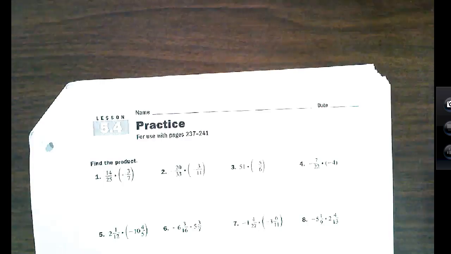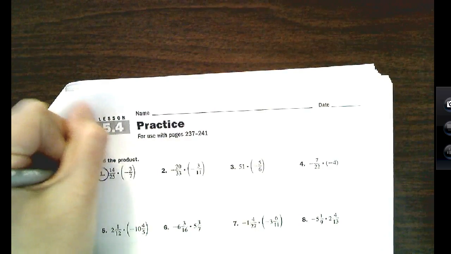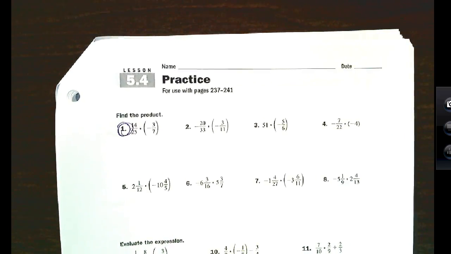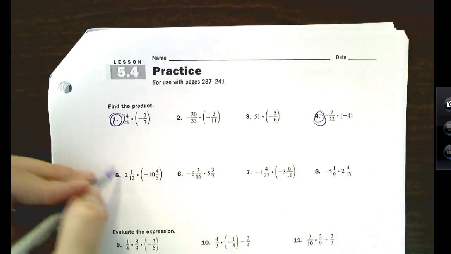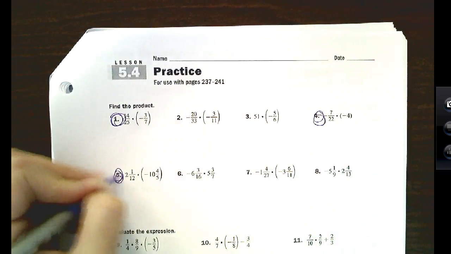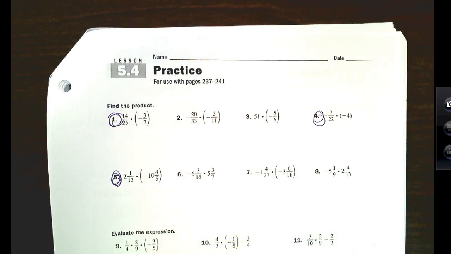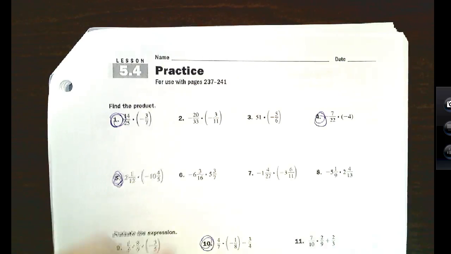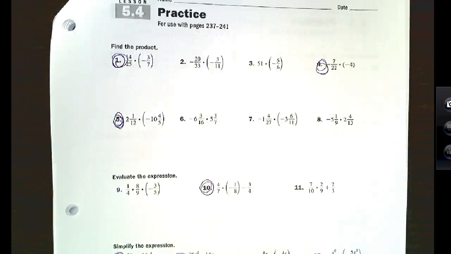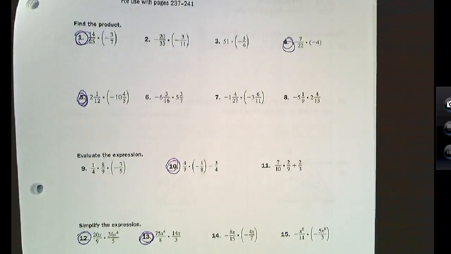All right, flip to your 5-4 worksheet for your homework. I'm going to circle number 1. So 5-4 worksheet: number 1, number 4, number 5, number 10, number 12, and 13. Do those ones for homework.